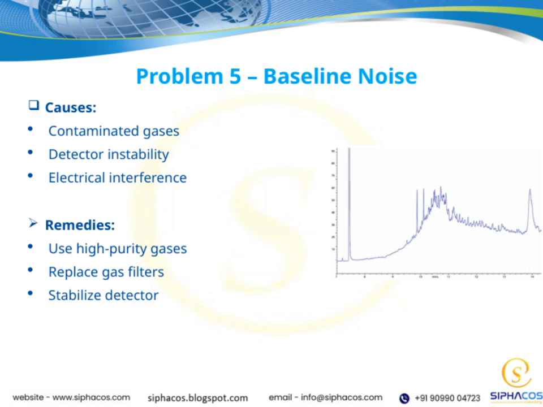First, using high-purity gases is crucial because it reduces contamination and minimizes noise caused by impurities. Next, replacing gas filters regularly helps ensure the gases remain clean and free of contaminants. Lastly, stabilizing the detector, whether through proper calibration or environmental controls, can significantly reduce fluctuations and improve measurement stability. Overall, controlling baseline noise is essential for reliable data, and understanding these causes and remedies helps us maintain the accuracy and precision of our analysis.